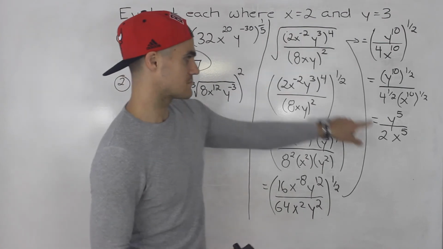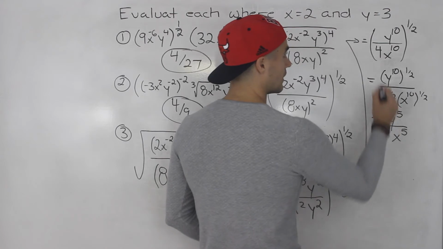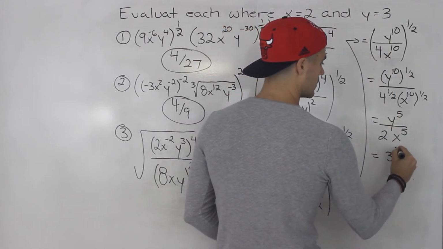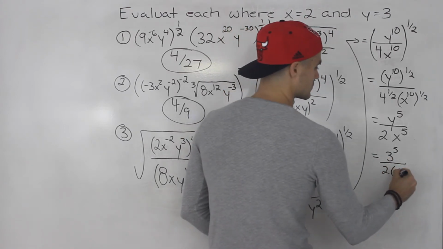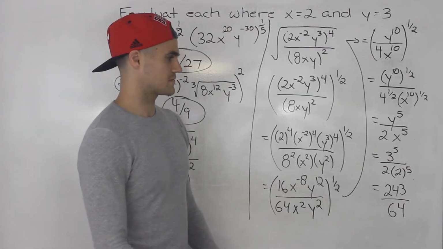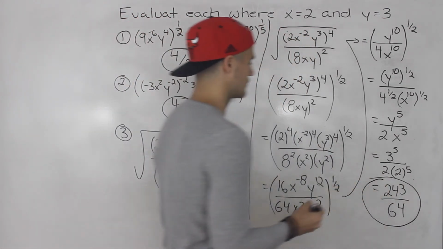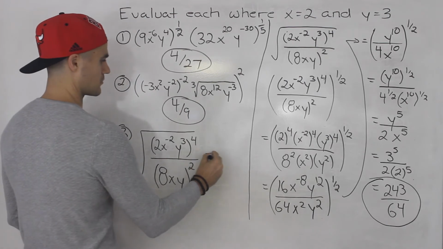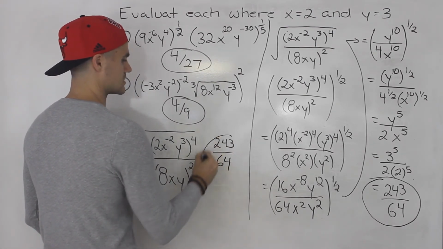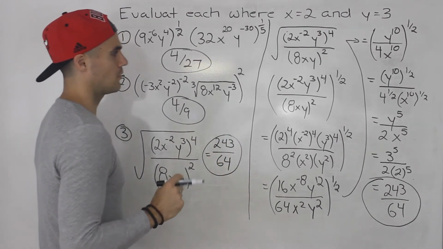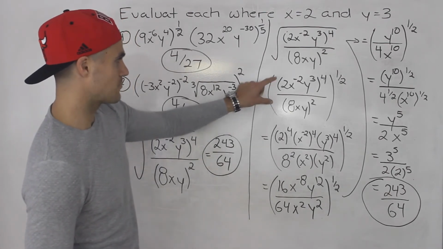Right? So this simplifies to that, and then at this point, you want to plug in that y value of 3. So 3 to the power of 5 over 2 times, and then that x value of 2, so 2 to the power of 5. And when you simplify that fraction, you end up getting 243 over 64. Right, so the answer to number 3 is 243 over 64.